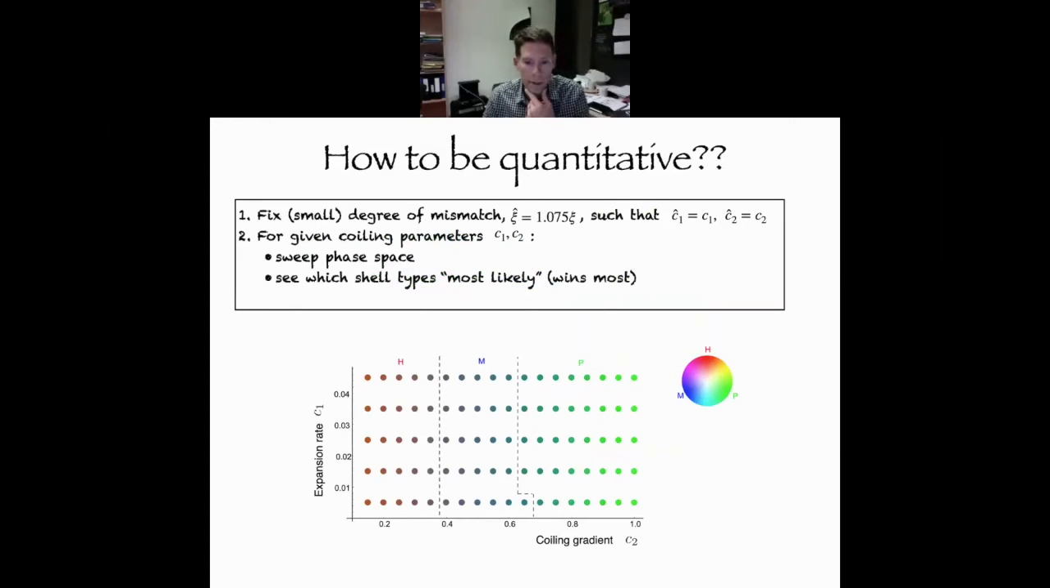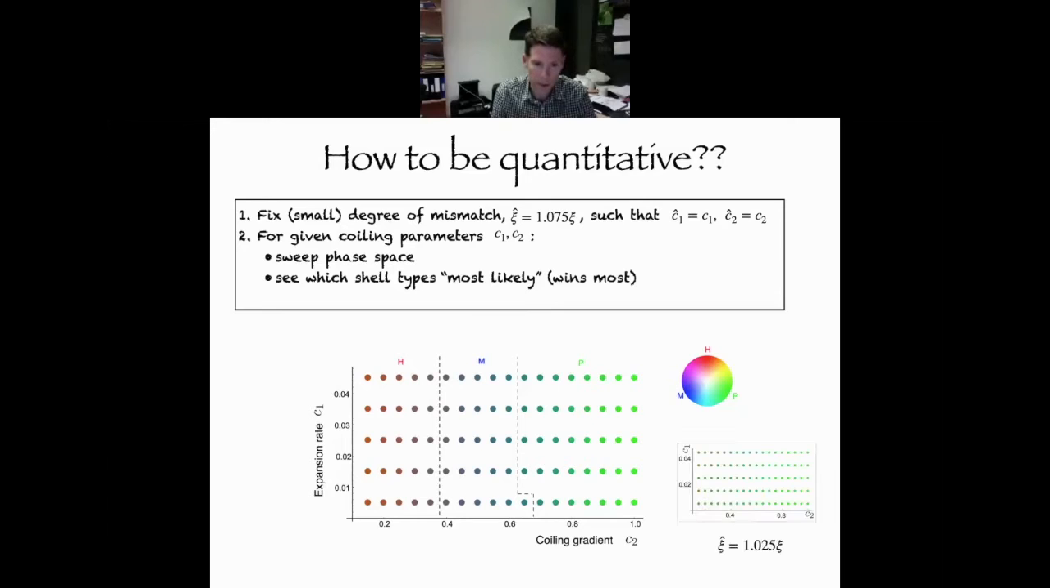And so if you do that, now I get this two-dimensional space on the coiling parameters, coiling gradient and the expansion rate. And again, you get bits of each one winning. Over on the right, I'm coloring these points with RGB values based on what percent the different types were the energy minimizer. And you do see a region in the middle where the meandering shell is winning more of the mechanical space than the others. And over on the right, the planar shell is by far winning the most.